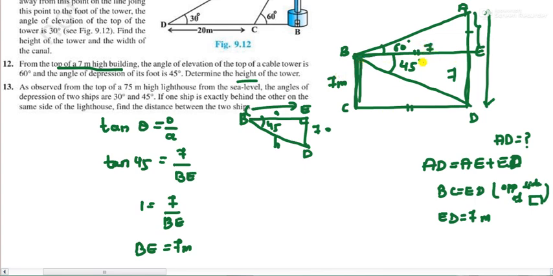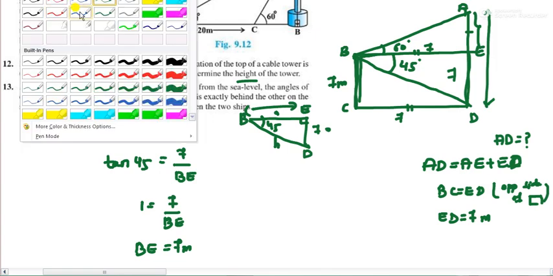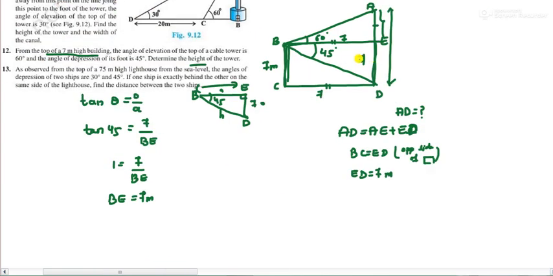So even BE is 7. This is also 7. It means it is not a rectangle. It is a square. Okay. CD will also be 7. So we know this. Now look at this figure. Here, A, B and E. Okay, so if you look at that figure, A, E, B, this is 60. We don't know this, but we know this now, BE.